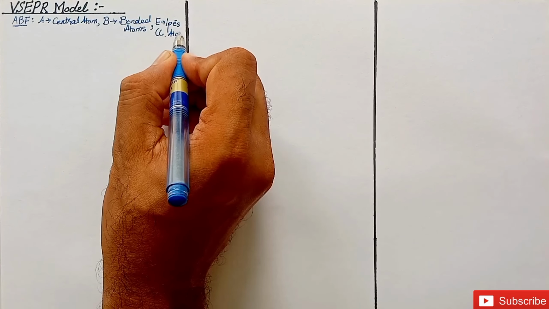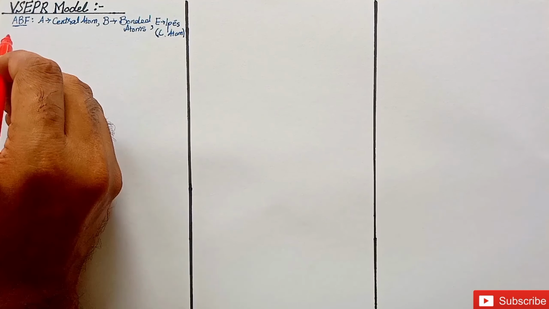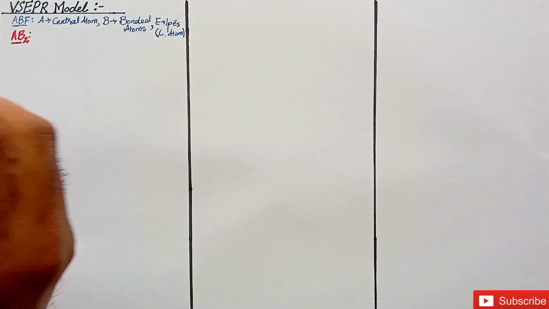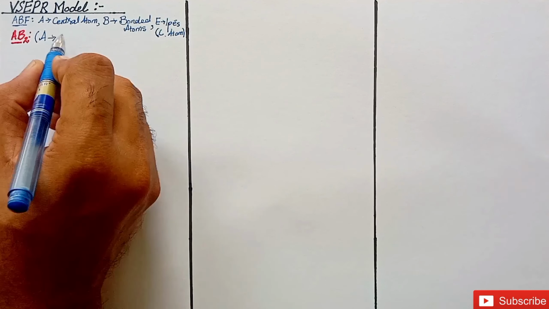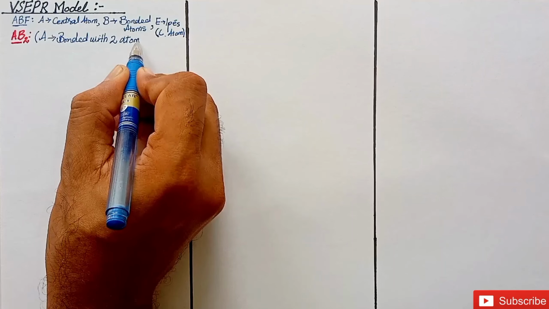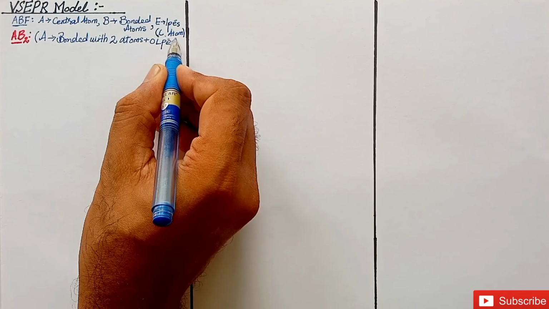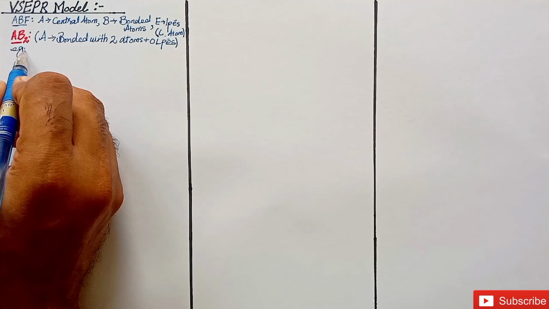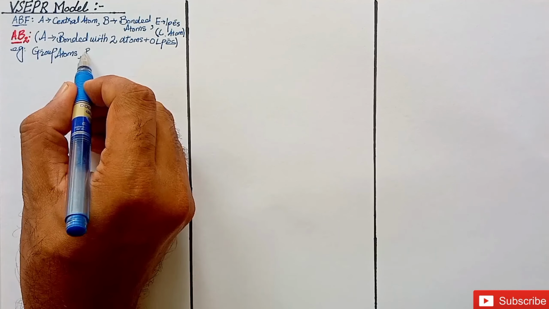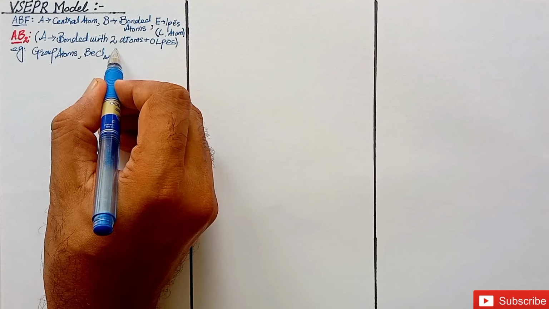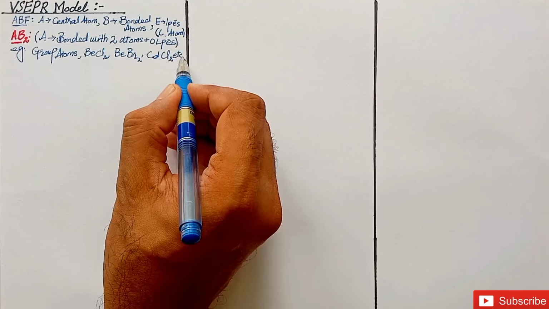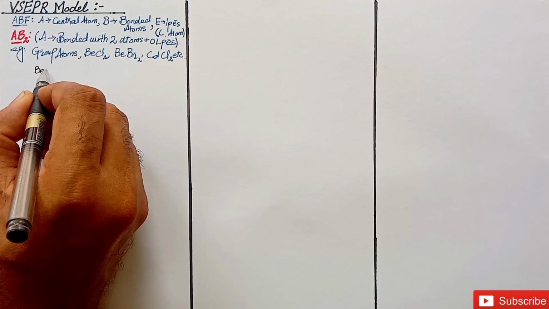Let us start from the first system of the VSEPR model, which is the AB2 system. In this system, A is the central atom which is bonded with two other atoms, and the central atom has 0 lone pair electrons. For example, compounds of group 2 elements form this system, like beryllium chloride, beryllium bromide, cadmium chloride, etc. In all these compounds, the central atom is bonded with two other atoms and has 0 lone pair electrons.